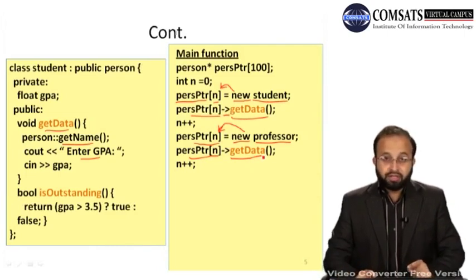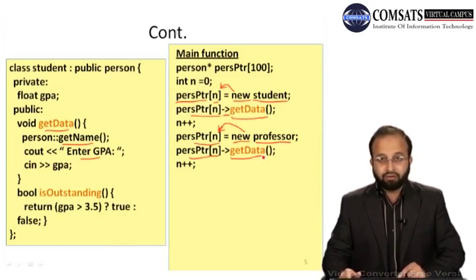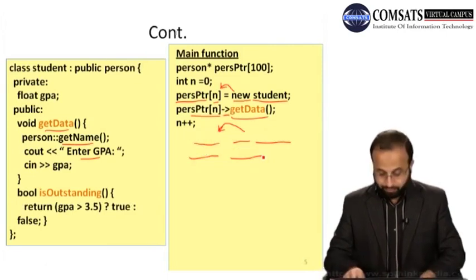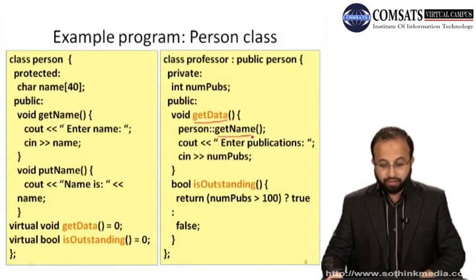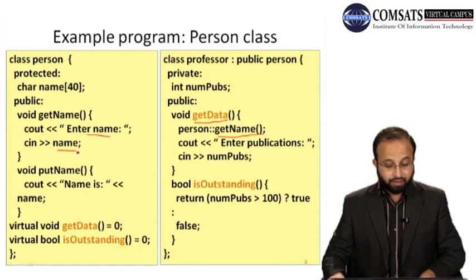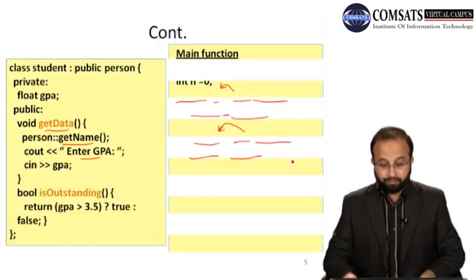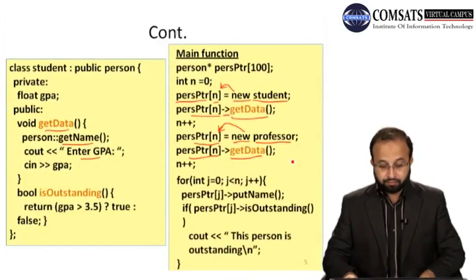वो देखिएगा ये पॉइंटर जिस ऑब्जेक्ट को पॉइंट कर रहा है उस ऑब्जेक्ट की टाइप क्या है, वो ऑब्जेक्ट है प्रोफेसर क्लास का. सो प्रोफेसर का गेट डेटा फंक्शन कॉल होगा. Then that function is same as the get data function of a professor class. So when you call this function, it will ask to enter name. You enter name and then it will display the message enter publication. Then it will prompt for the number of publications, right?